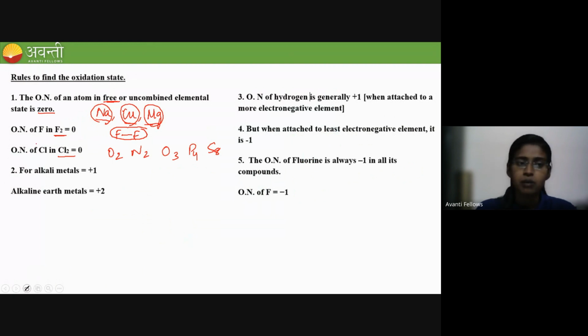Now coming to rule number 2. For alkali metals, who are alkali metals? Alkali metals belong to which group, students? Group number 1, right? Group number 1.